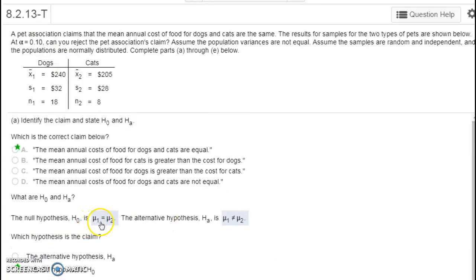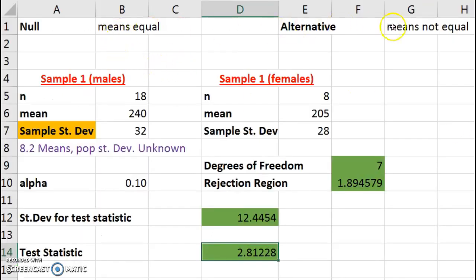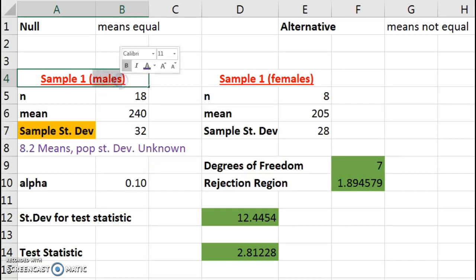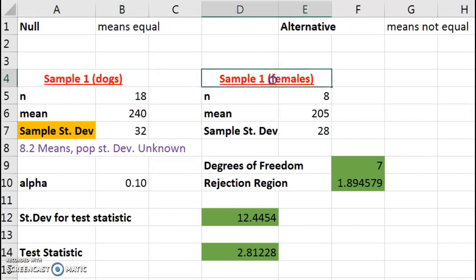Our null, again, is that the means are the same. Our alternative is that they're not the same. Let me copy this information into Excel. This would actually be for dogs now, and this here would be for the cats.